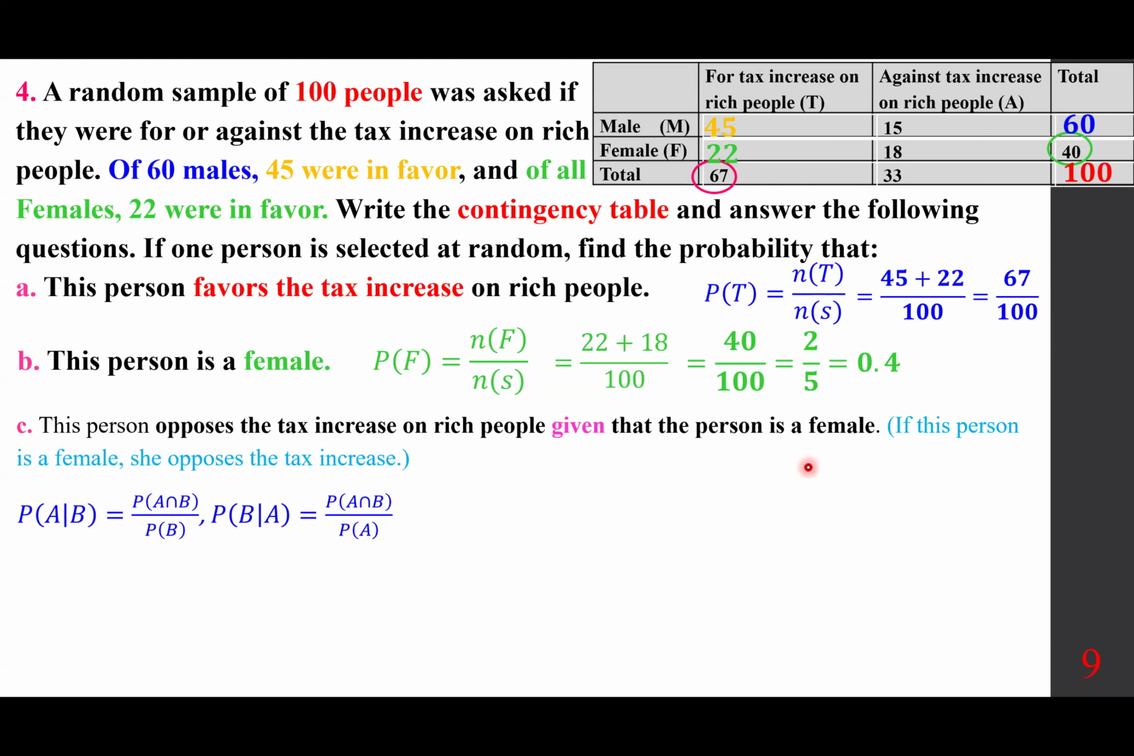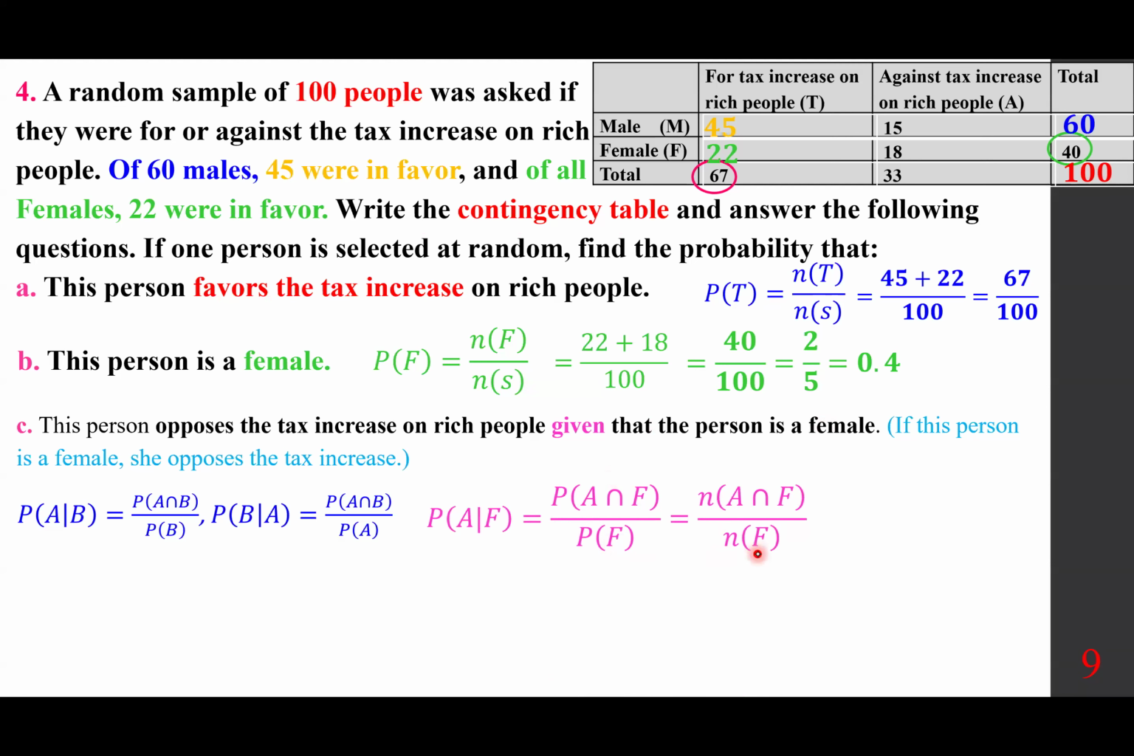So in this case, we are dealing with probability of A. This person opposes a tax increase, given that the person is a female. So A given F is P of A intersection F over P of F. Or you can change it to N, because both of these are divided by the entire population of 100, so they cancel each other. So if I'm answering a conditional probability, I always start with the denominator.